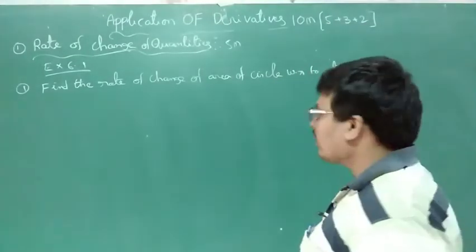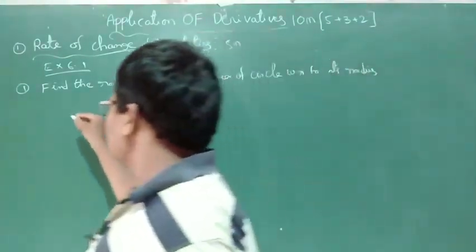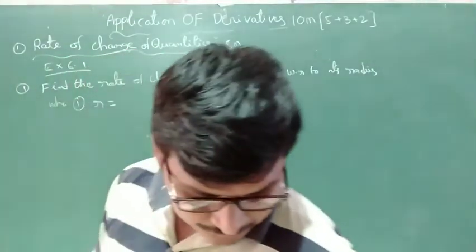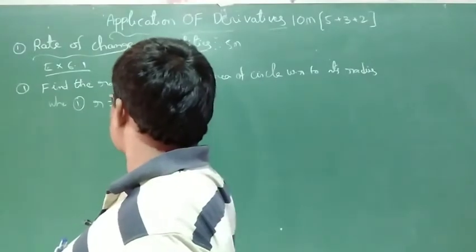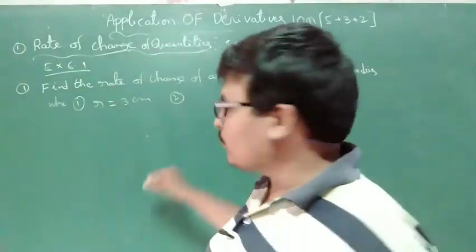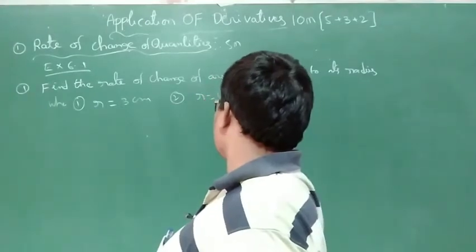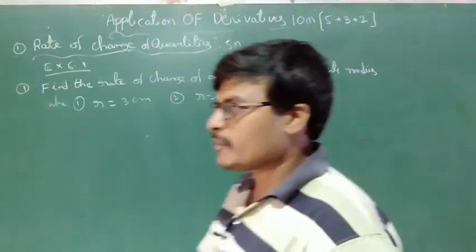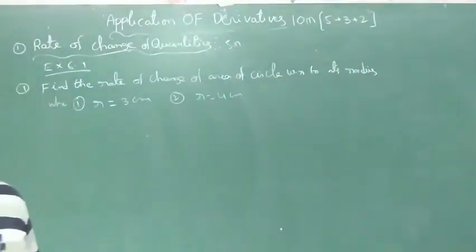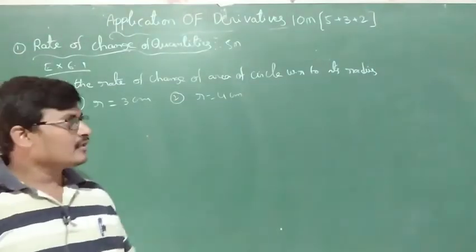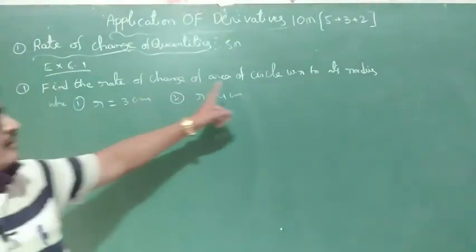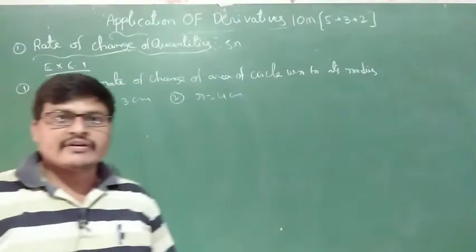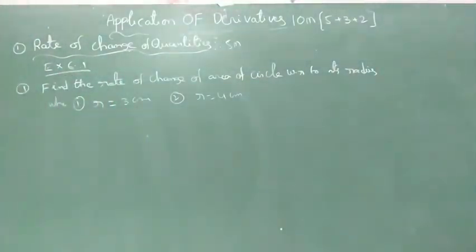When r is equal to 3 centimeters for the first one, and r is equal to 4 centimeters for the second one. With respect to its radius means derivative with respect to r. If nothing is given, it means with respect to t. Here it is perfectly given: with respect to its radius means derivative with respect to r.